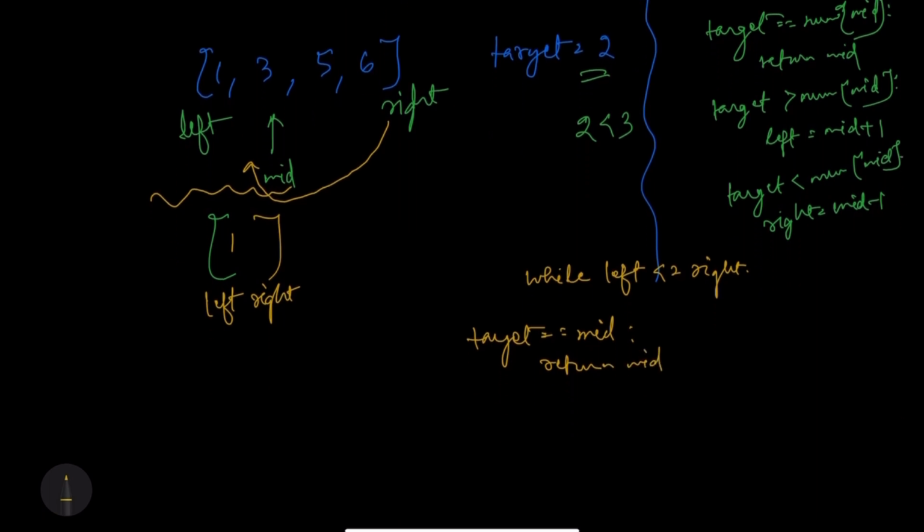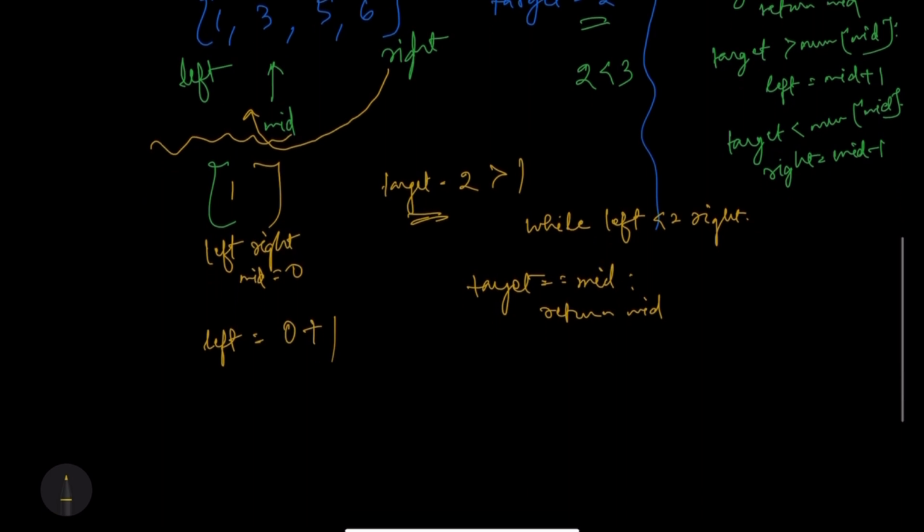Is our target greater than mid? Yes, our target is greater than mid. So what will we do? We will increase our left to mid plus 1. Now we have got mid as 0 index. Our target is greater than our mid value, so we will do left equals to mid plus 1.